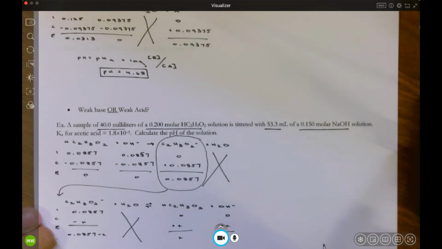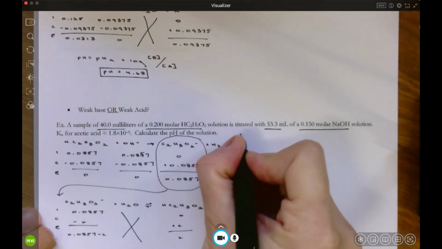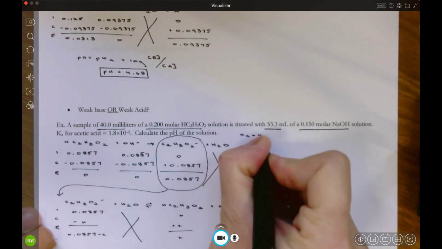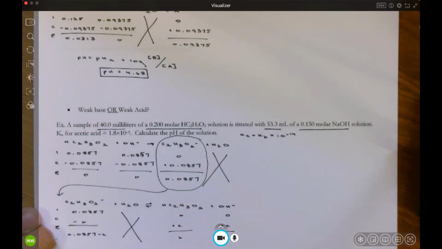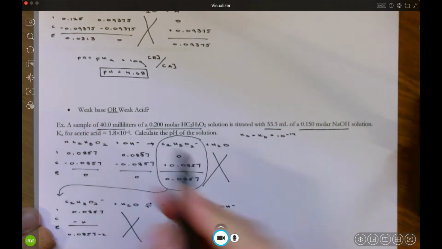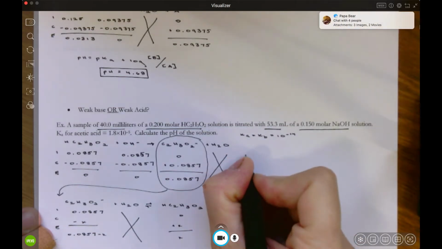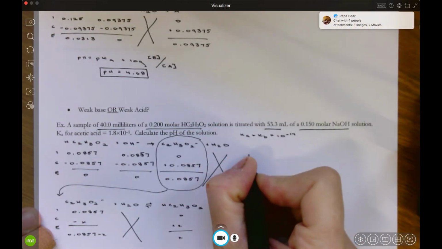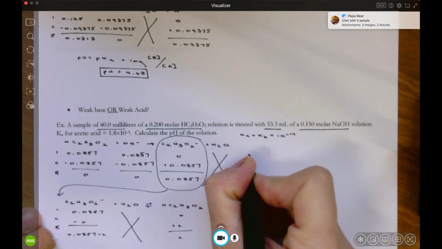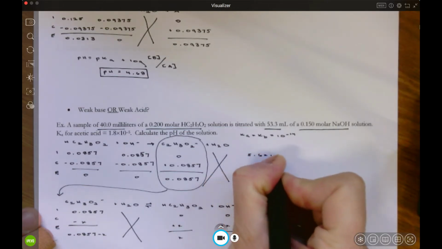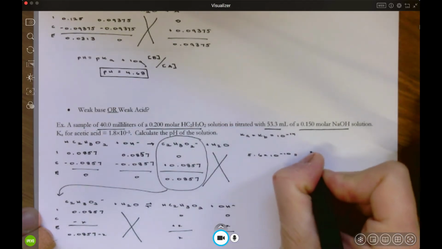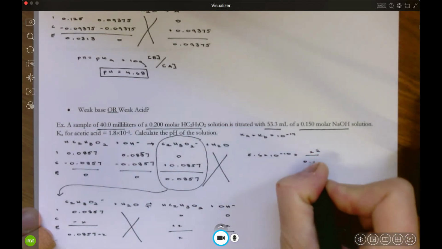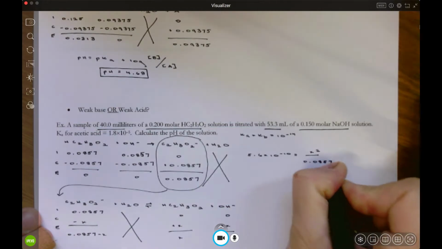So you need to take 10 to the negative 14th, because remember, Ka times Kb equals 10 to the negative 14th. So then I need to take 10 to the negative 14th and divide by my Ka. So the Kb you get, which you're going to use, is going to be 5.6 times 10 to the negative 10th, which equals x squared divided by 0.0857 minus x.